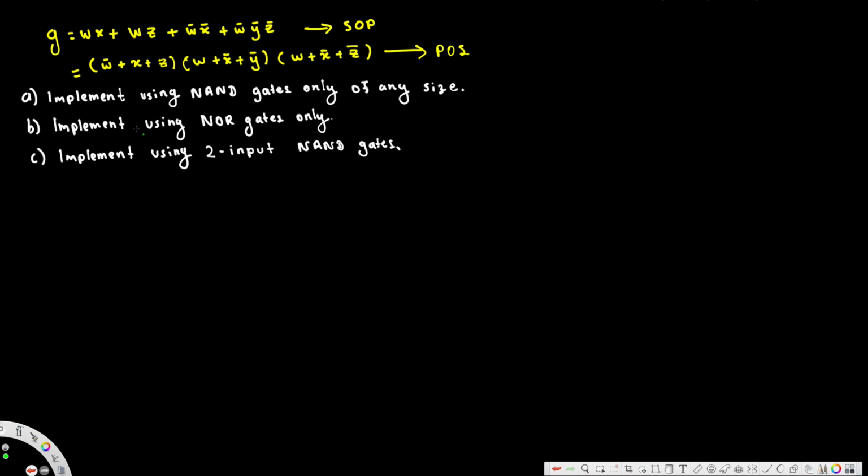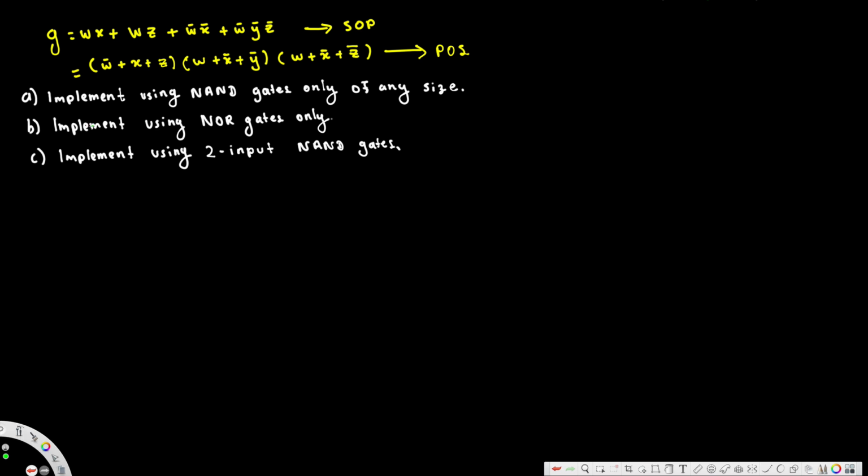Let's look at this problem right here. Here we have two expressions given. The first one is sum of product and the second one is product of sum. The question is asking to implement using NAND gates only of any size. The second one is asking to implement using NOR gates only. The third one is asking to implement using two input NAND gates.